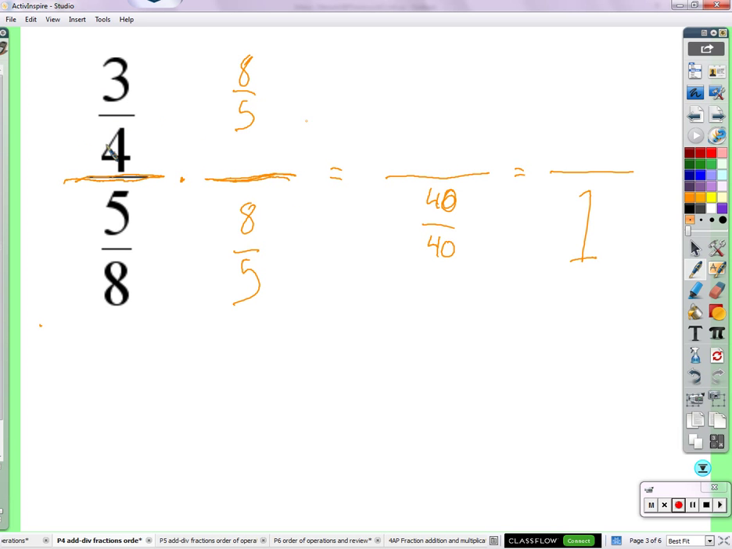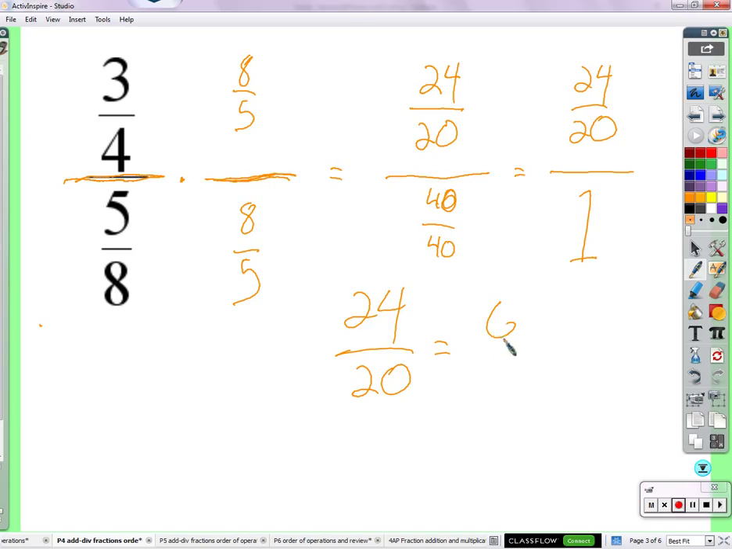So here we just need to multiply these together. 3 times 8 is 24 over 5 times 4, which is 20. Well, if I write this again, it's 24/20 over 1, which is 24 over 20. Thank you, Alan. We can simplify it. Make it 6 over 5. You get 6/5.